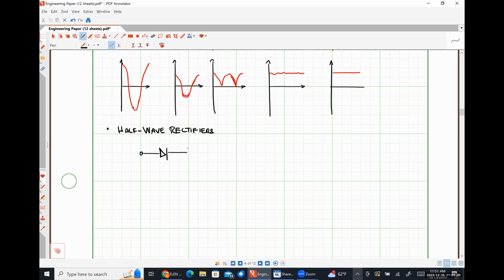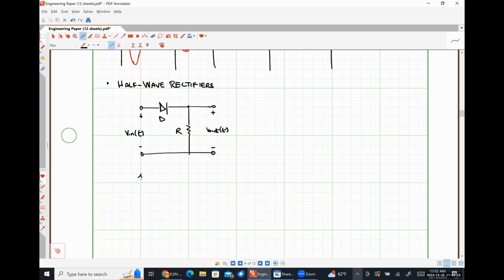Very similar circuits. So we have some diode D, some resistance R. Our input signal V in of t is here. Our output signal V out of t will be measured here. So this is a positive rectifier.